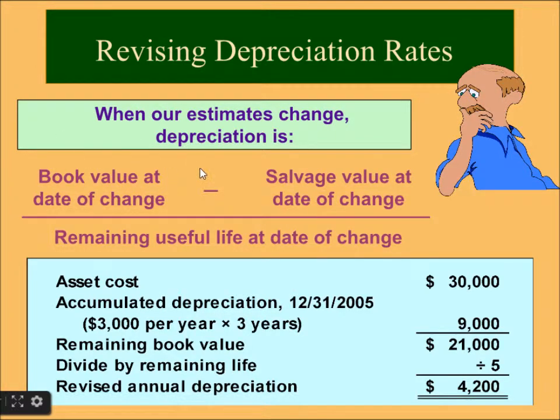This is the method for calculating depreciation when our estimates change: depreciation is book value at the date of change minus salvage value at the date of change, divided by remaining useful life at the date of change. So we have to remember that the formula changes with the date of change. We do not use the original book value, but the book value at the date of change, salvage value at the date of change, and remaining useful life at the date of change, not the original one. So the revised annual depreciation gives us $4,200.